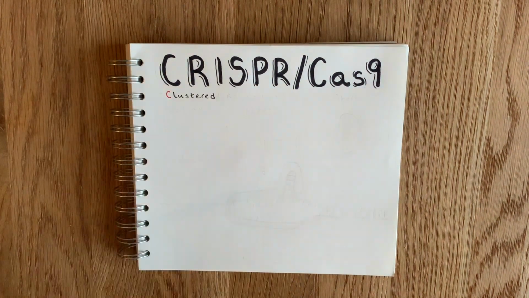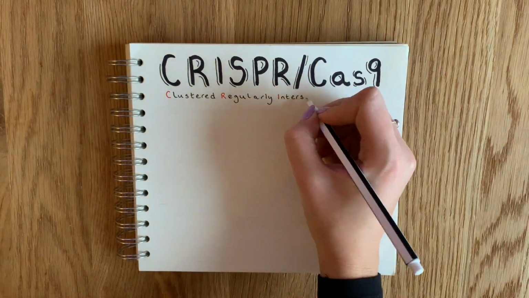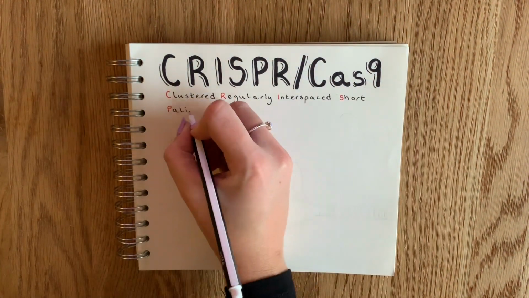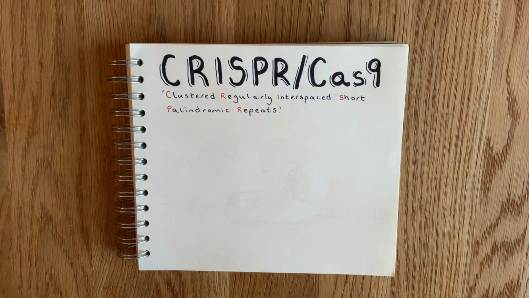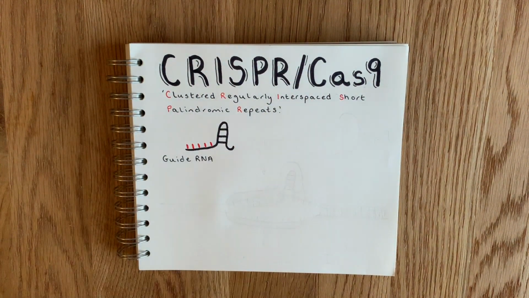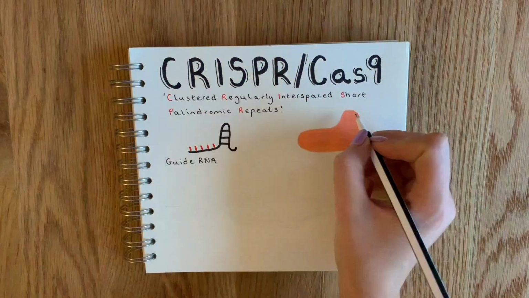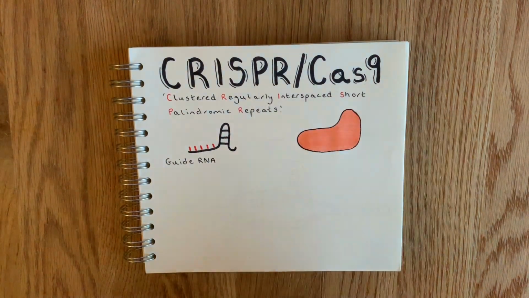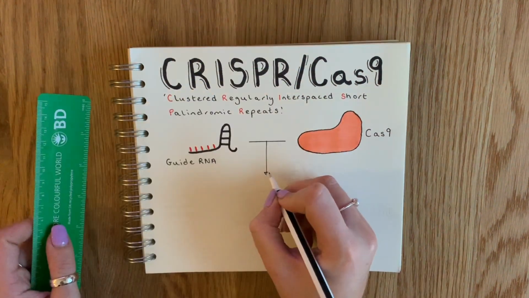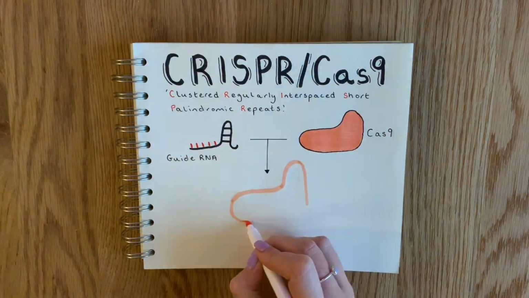So CRISPR stands for clustered, regularly interspaced short palindromic repeats, and this is the DNA targeting part of the system. It consists of a guide RNA, which is around 20 bases long, and it's designed to bind to specific DNA bases through complementary base pairing. So this means that you can target it essentially to whatever gene that you want to. Cas9 is the nuclease part, and this acts as basically a pair of molecular scissors which can cut the DNA.